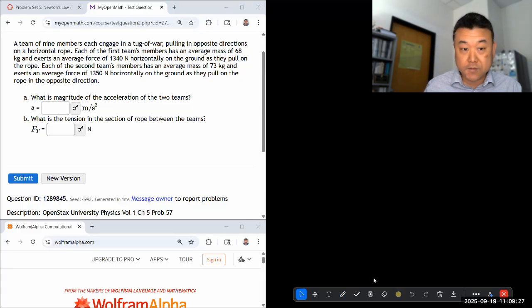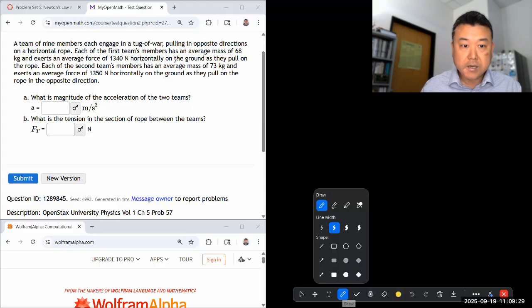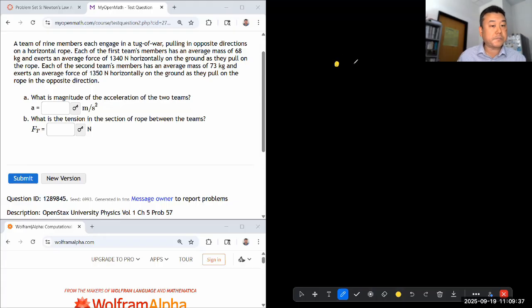It says a team of 9 members each engage in a tug of war, pulling in opposite directions on a horizontal rope. So let me just have this as a kind of representation of the rope. Each of the first team's members has an average mass of, oh wait, do I need to draw? Interesting. Let me start by drawing free body diagrams of the things being mentioned.